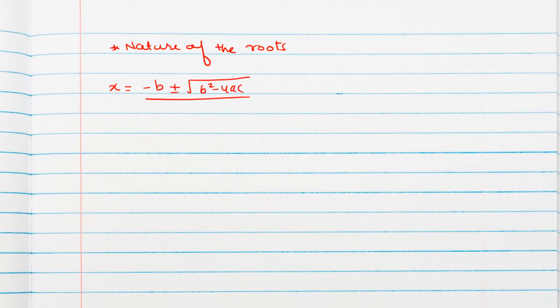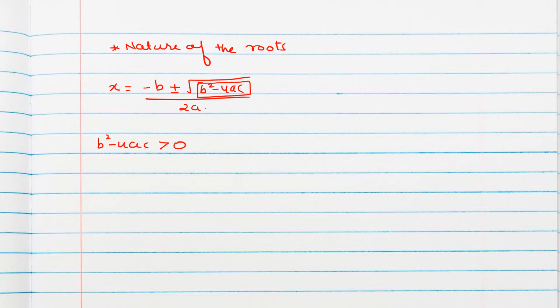Next concept is nature of the roots. Since we know the quadratic formula for finding the roots, that is minus b plus minus square root of b square minus 4ac, divided by 2a. Now three cases we'll consider here, based on the b square minus 4ac value.